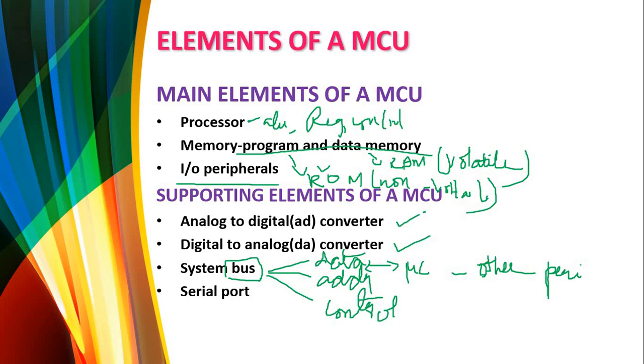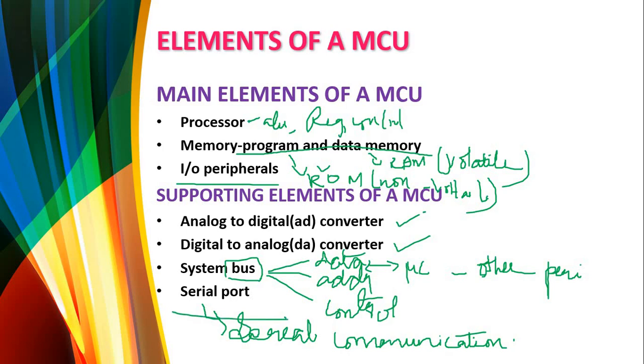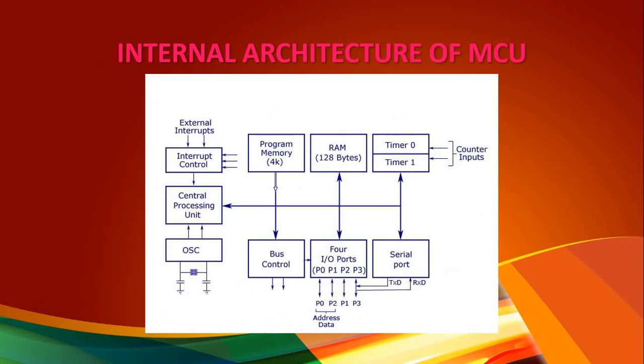Next one is the serial port. The serial port is used to send serial communication to a microcontroller. In my device I am using one microcontroller, so there is no problem. If I am using a number of microcontroller devices, its work is to enable all the microcontroller devices to communicate in a serial way. For this purpose, we are using a serial port. To transmit or receive data, we will use this serial communication. These are the main elements of a microcontroller unit.